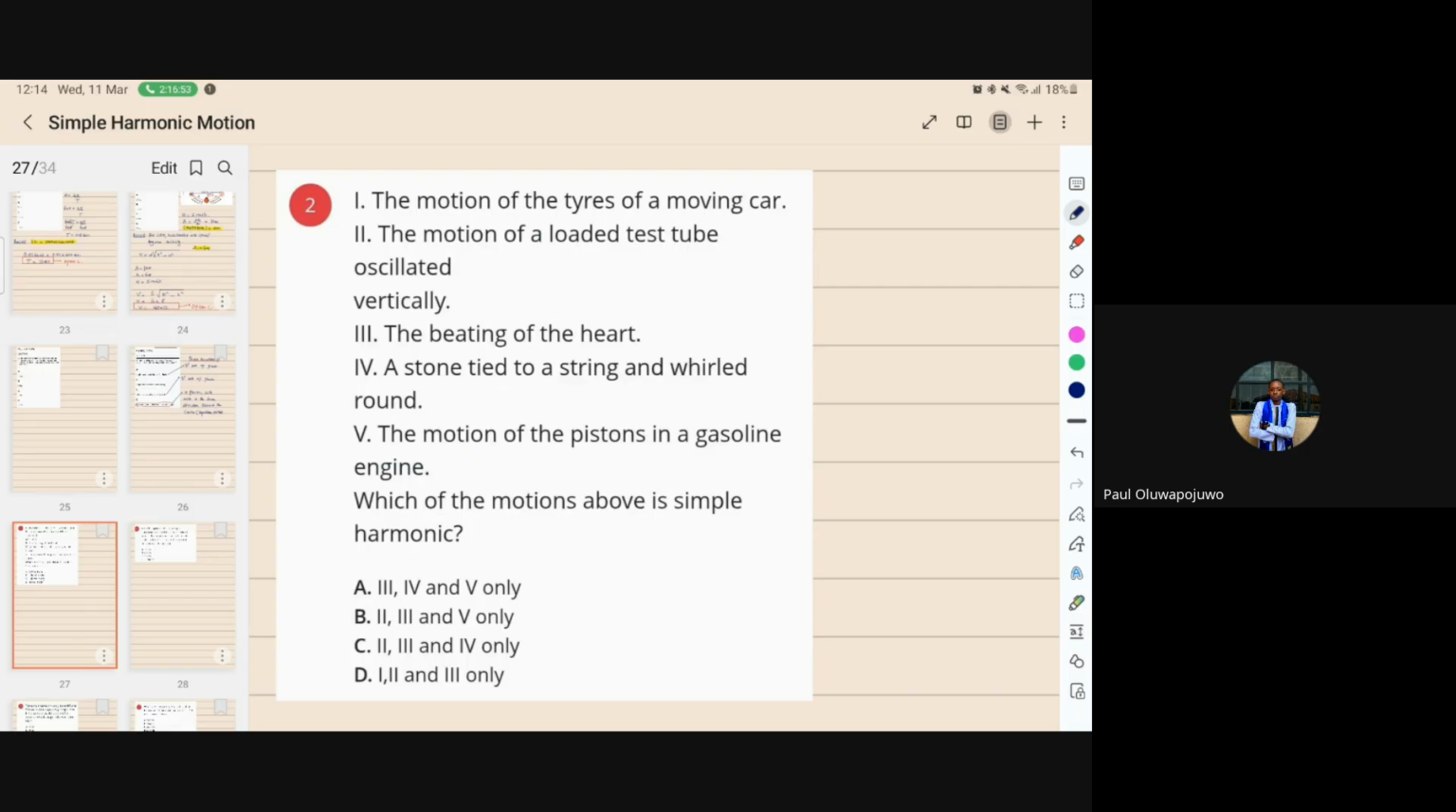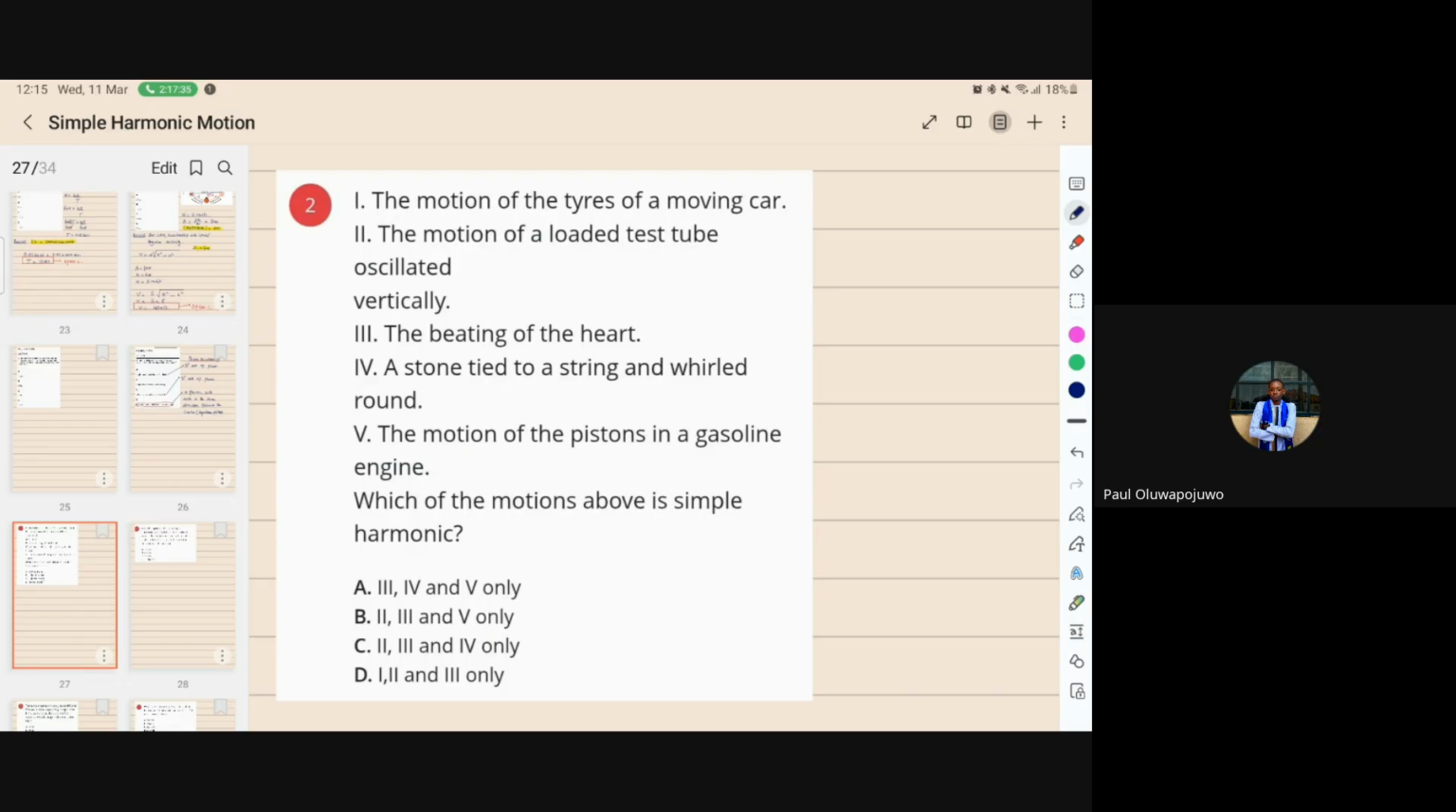So what do we have? Okay, let me look at the chart. Measure said B, and B is motion of a loaded test tube, the beating of the heart, and the motion of pistons in a gasoline engine. Titi said C. C says motion of a loaded tube, the beating of a heart, and IV. I agree with the motion of a loaded tube. So why change your answer? You are correct now.